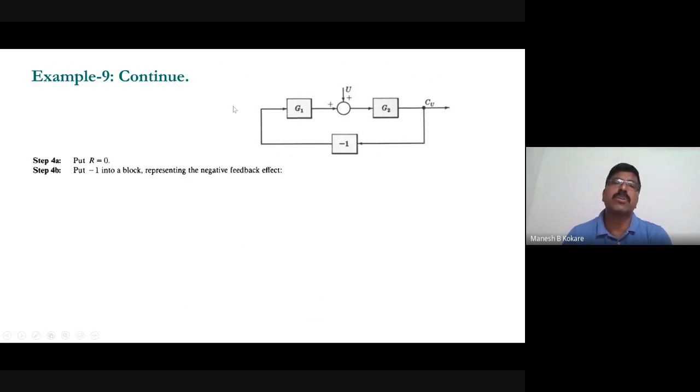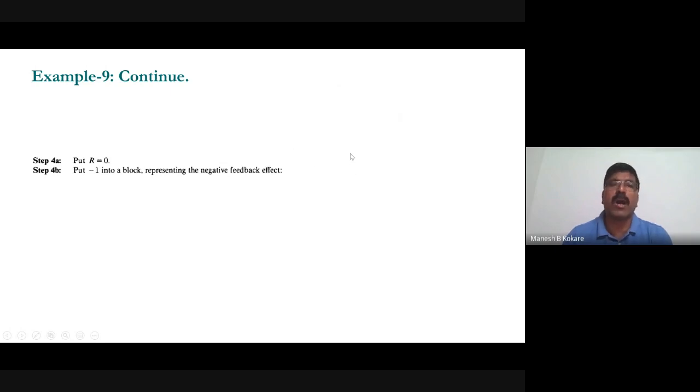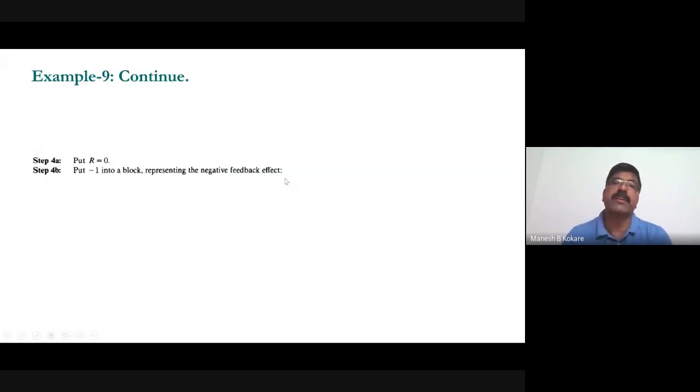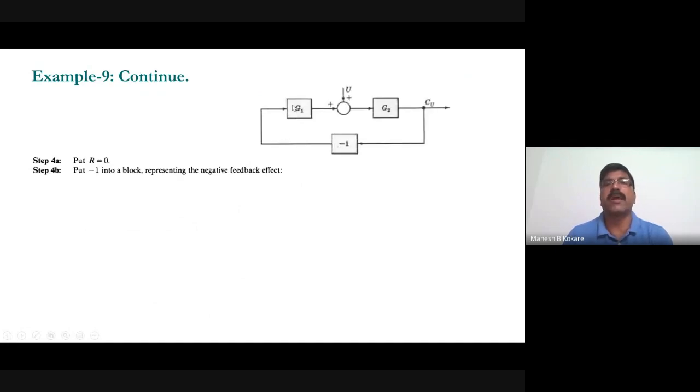So when R is 0, this summing point will be eliminated. Since you have negative feedback here, a -1 block will be in cascade with Z1, or you can directly make the sign of this one minus Z1, right? So that's why here -1 is there, and then G1. These two blocks are in cascade, so minus Z1 will be there. And now this minus Z1 is basically in positive feedback with Z2. So Z2 will be the forward path, and minus Z1 will be the feedback path.